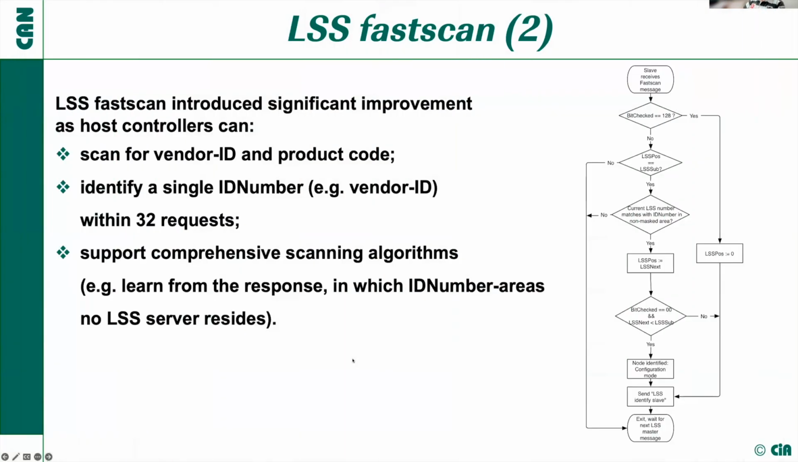This means via the LSS fast scan, we now have a significant improvement, because the host controller can scan for a vendor ID and a product code. This wasn't possible in the past. You can identify a single ID number within 32 requests. And we now have the possibility, based on these functionalities, to support more comprehensive scanning algorithms at the end of the day to accelerate.